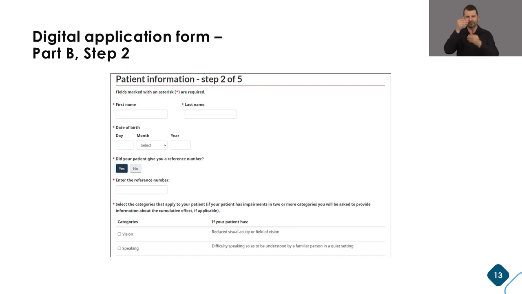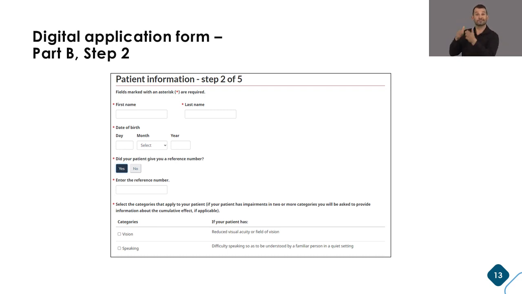The next page asks for information about the patient, including the reference number. The reference number is required to electronically submit the application form to the CRA. The reference number, last name, and date of birth must match what was provided in Part A.